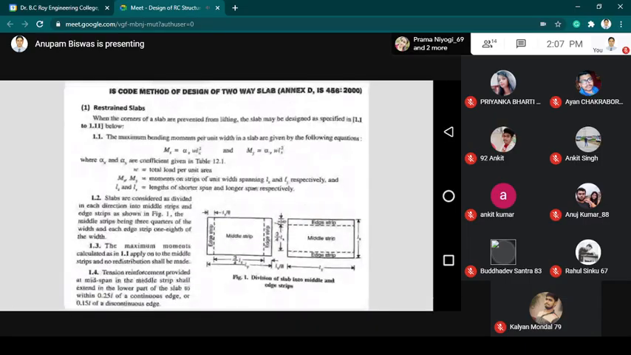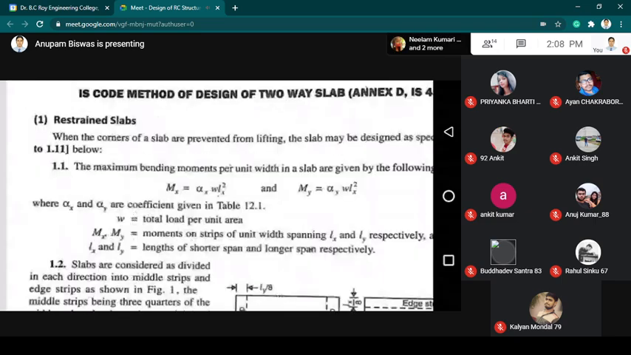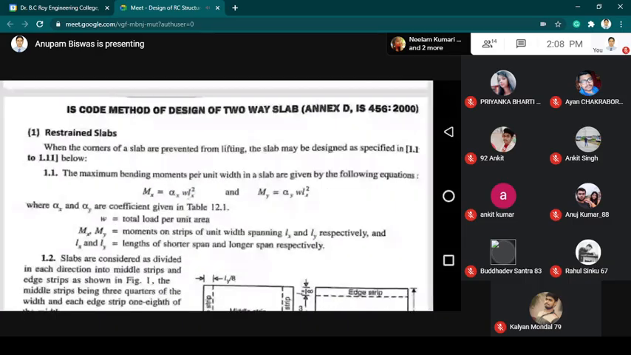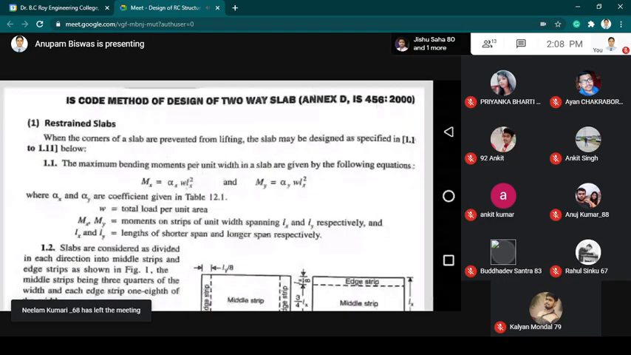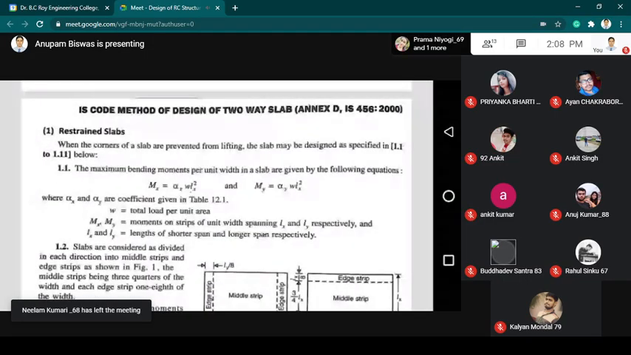Next, let us discuss the IS code method for the design of two-way slab according to Annex D of IS 456:2000. We have discussed restrained slabs. From restrained slabs, we come to see that the corners are held fixed and prevented from lifting. So they may be designed as per the specification shown below.